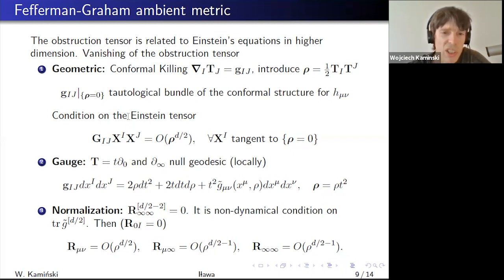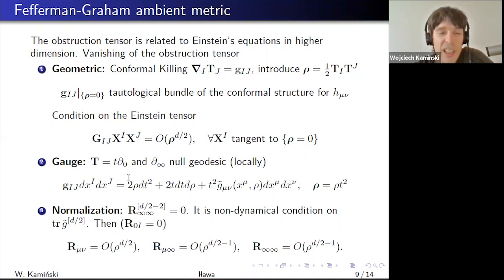And now the conditions for the Einstein tensor are the following. Here I am contracting with some vectors in order to get different orders of vanishing for the infinity indices and non-infinity indices. So this X is an arbitrary vector that is tangent to rho equal to zero. From the point of view of evolution, this is the geometric part.